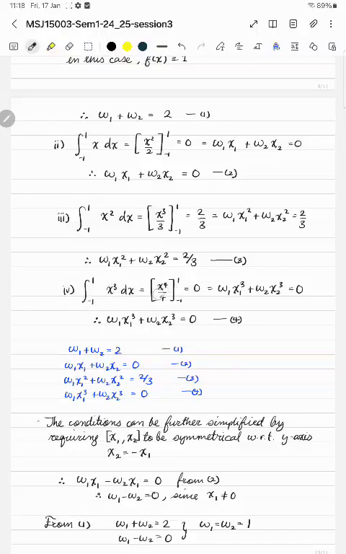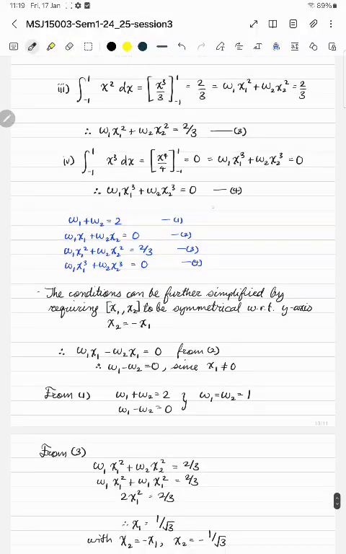So you have x power 4 divided by 4, from -1 to 1. So you have the equation w1 x1 power 3 plus w2 x2 power 3 equals 0. So that is your fourth equation. Now if you look at them, arrange them carefully, so you have equation 1, equation 2, equation 3 and 4.